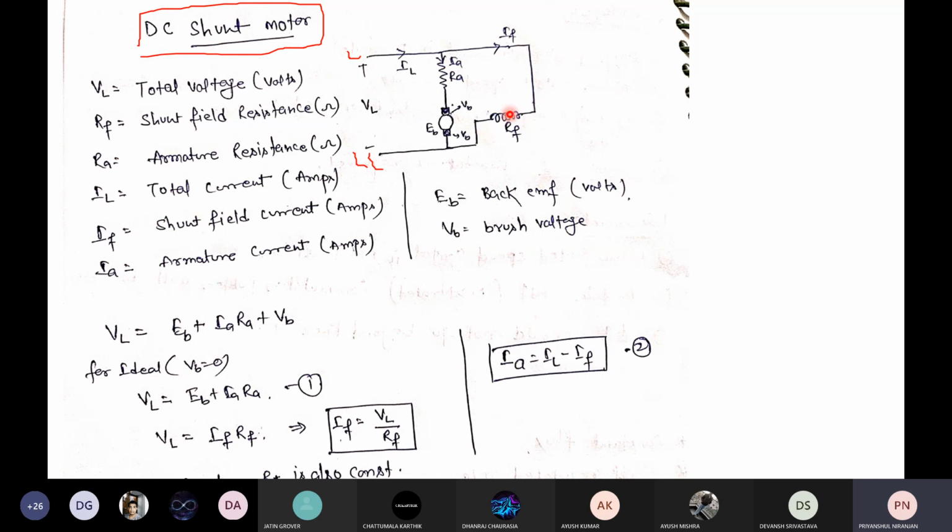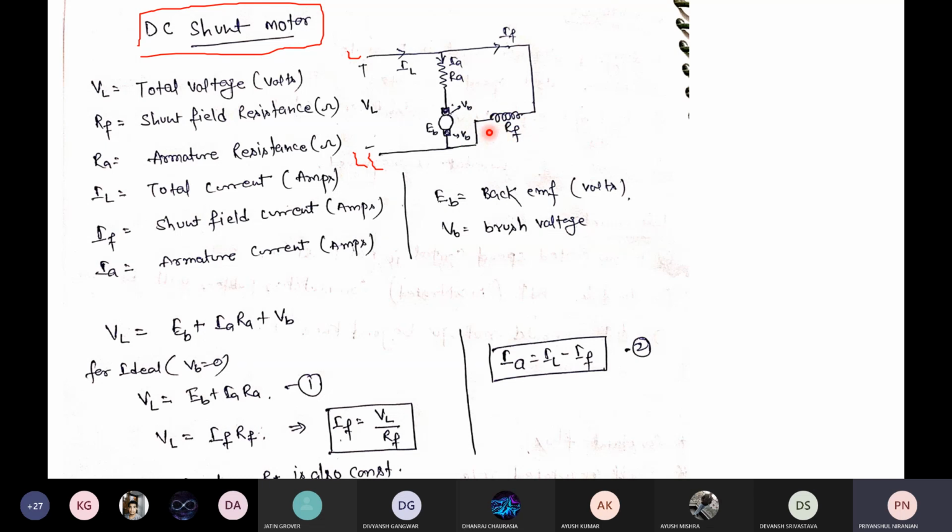This winding is the field winding, and this one is the armature winding. Both windings have an internal resistance. In the armature winding, I am showing the armature resistance, which is the notation RA. In the field winding, you have to see here that RF is the field resistance.